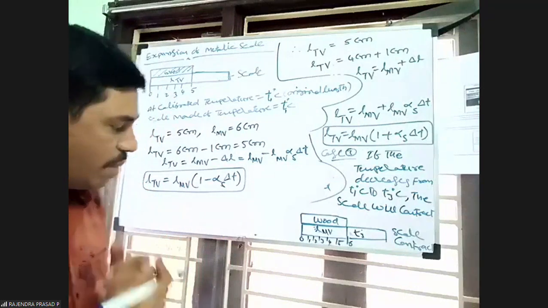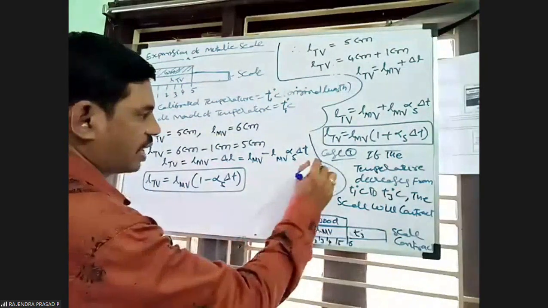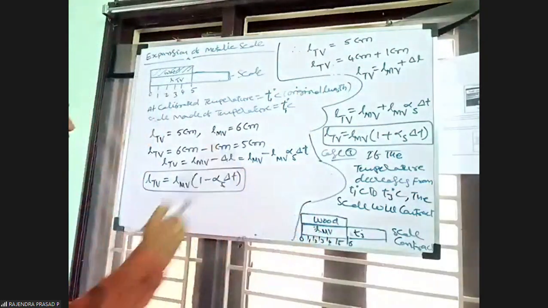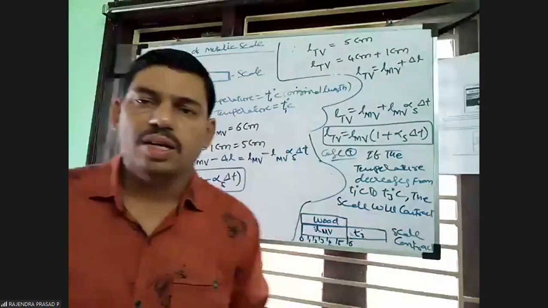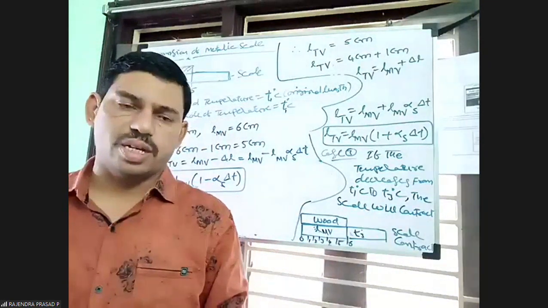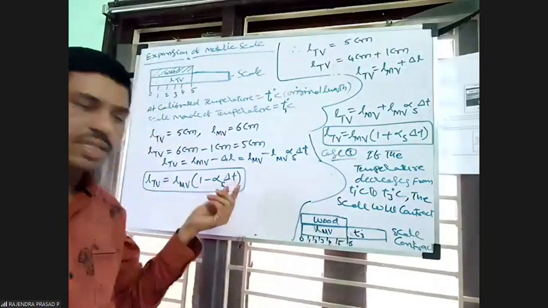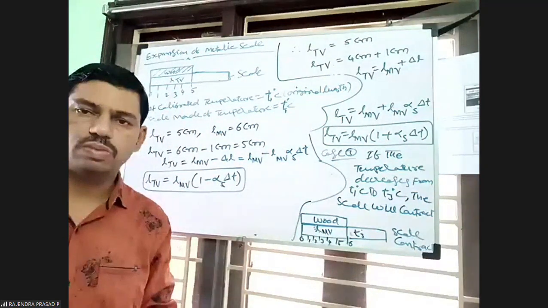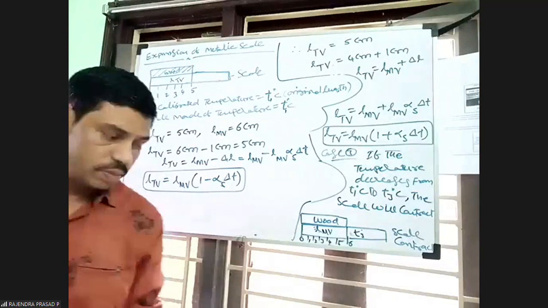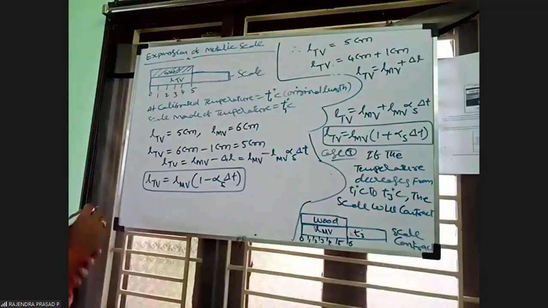Okay, these are the main three cases: first, second, third. First case is error. Second case, if the temperature increases, the error is added. If the temperature decreases, the error is subtracted from the measured value. So these are the main three cases. Another case is case number 4.